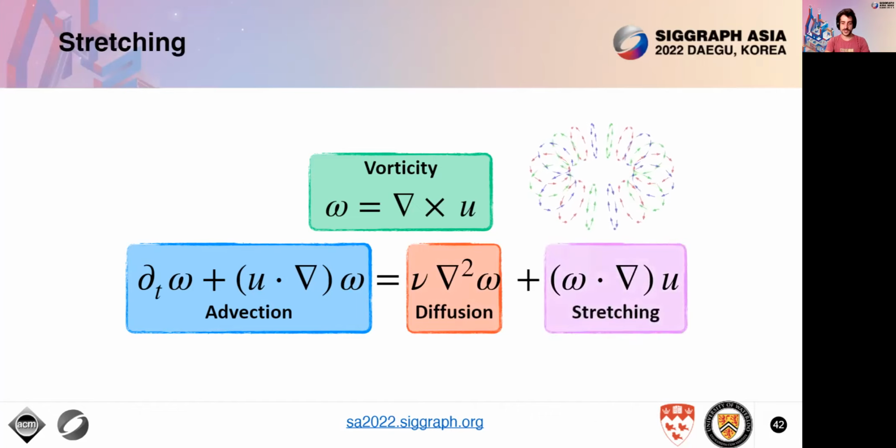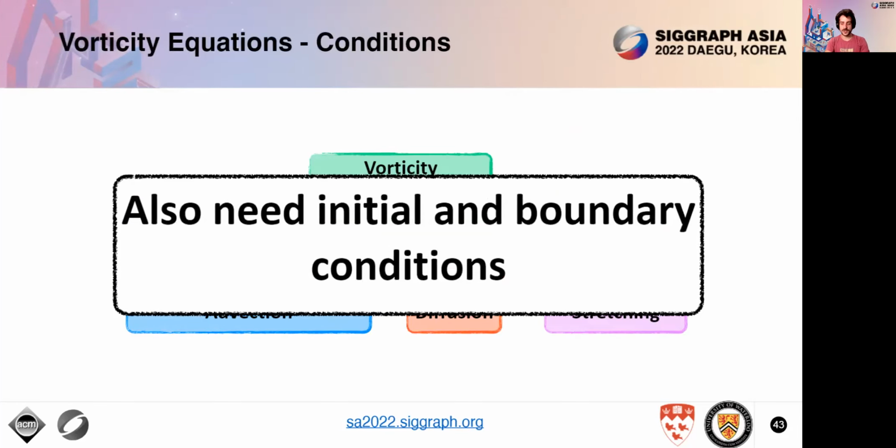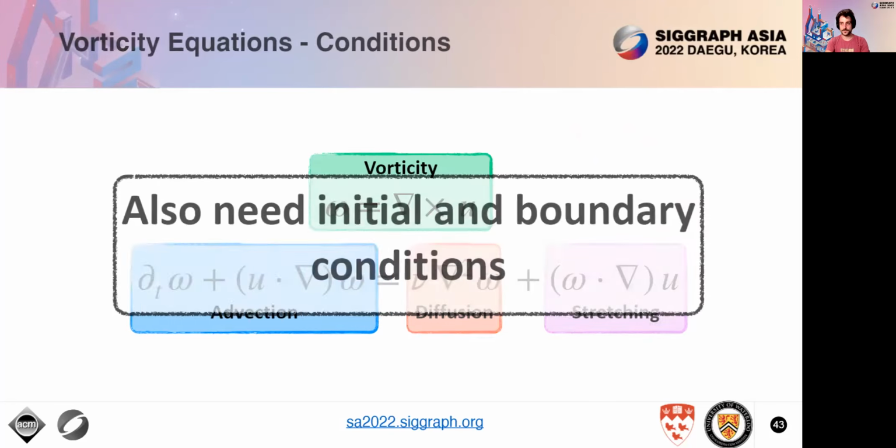And finally, we have the stretching term. That one is a bit annoying and is only non-zero in 3 dimensions. It's basically there to account for the angular momentum conservation. If that means anything to you, it's just so that when a vortex filament changes in length, it will adjust its local vorticity so that the totals stay the same. In addition, we must also prescribe initial and boundary conditions, otherwise the problem will not be well defined.